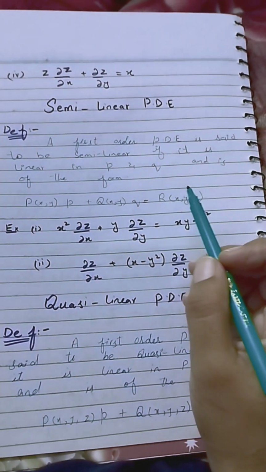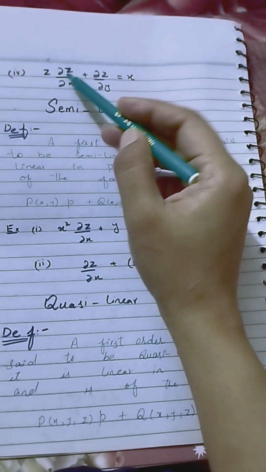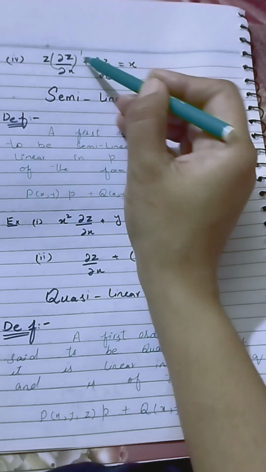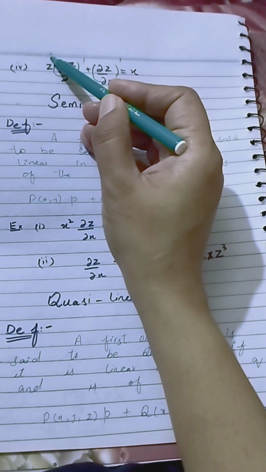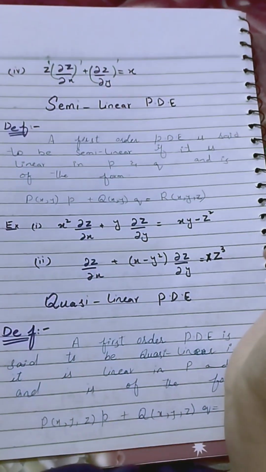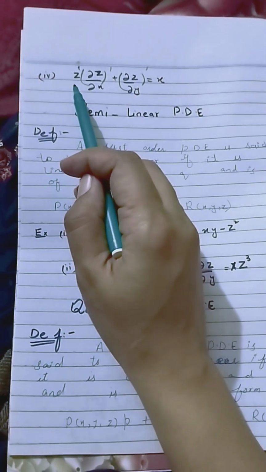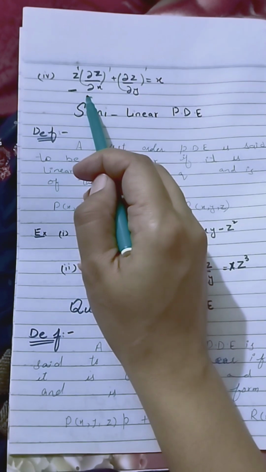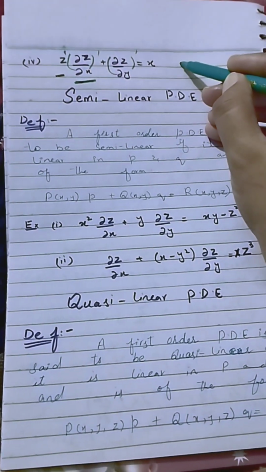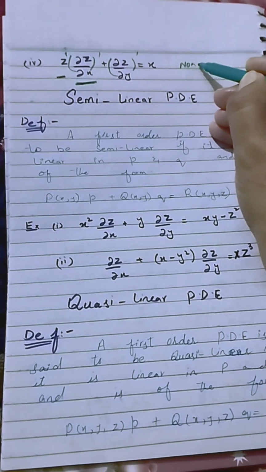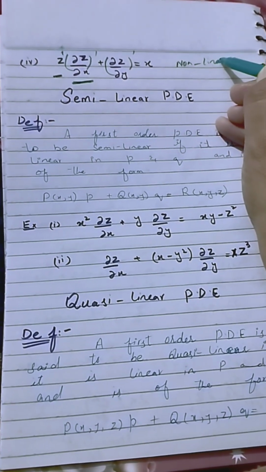Let's see another example. Here the degree of the partial derivative is 1 and the degree of the dependent variable is also 1, but we see the dependent variable and its partial derivative are in a product, so this would not be a linear equation. It would be a non-linear partial differential equation.